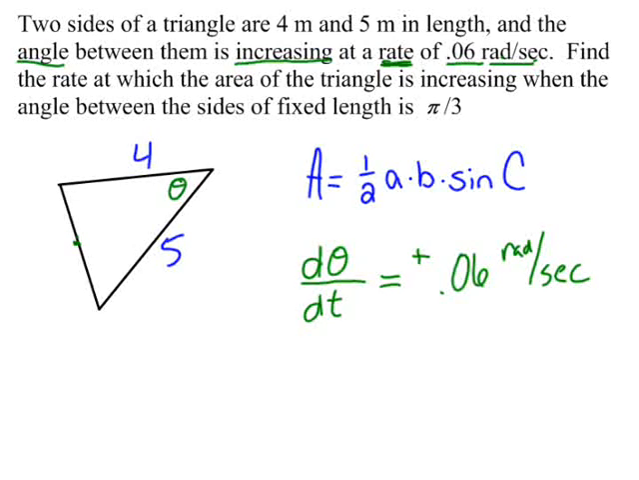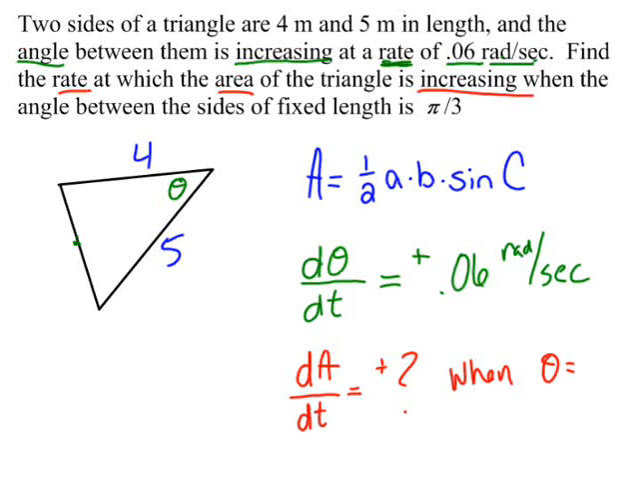Okay? Find the rate at which the area of the triangle is increasing. So rate of the area, and it's increasing. So we're looking for the derivative of our area with respect to time. We know it's increasing, so right away we should know that we're going to end up with a positive answer. Okay, so we're looking for that when we know theta is pi thirds. When the angle between the sides of fixed length is pi thirds.